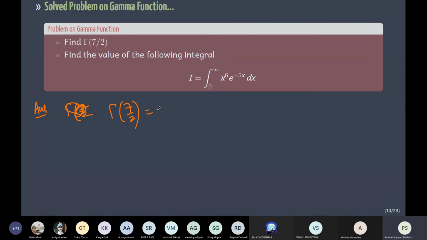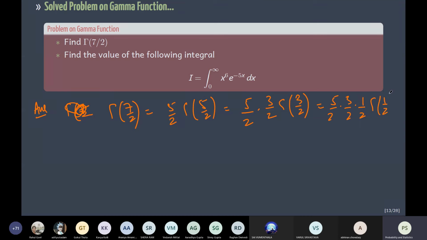Can you use the recursive property? Yes, we can. This is 5 by 2 gamma 5 by 2, which is equal to 5 by 2 times 3 by 2 gamma 3 by 2. Remember, gamma alpha plus 1 is alpha gamma alpha. These are the properties we are using. And this is 5 by 2, 3 by 2, 1 by 2, gamma half. Gamma half we just computed, which is square root of pi. So the whole thing is 5 by 2, 3 by 2, 1 by 2, and square root of pi. And find the value of the integral. So this is the integral we have to do.